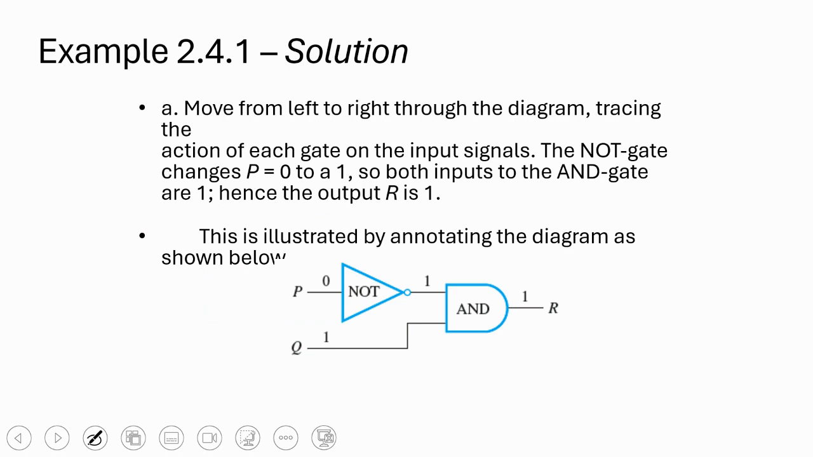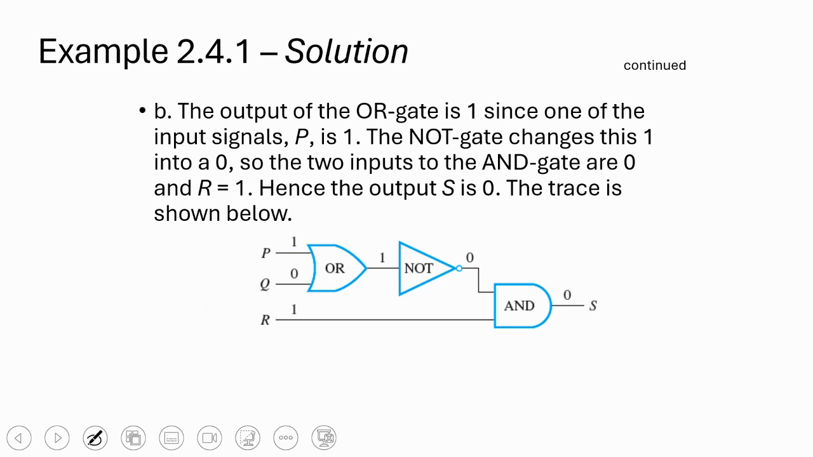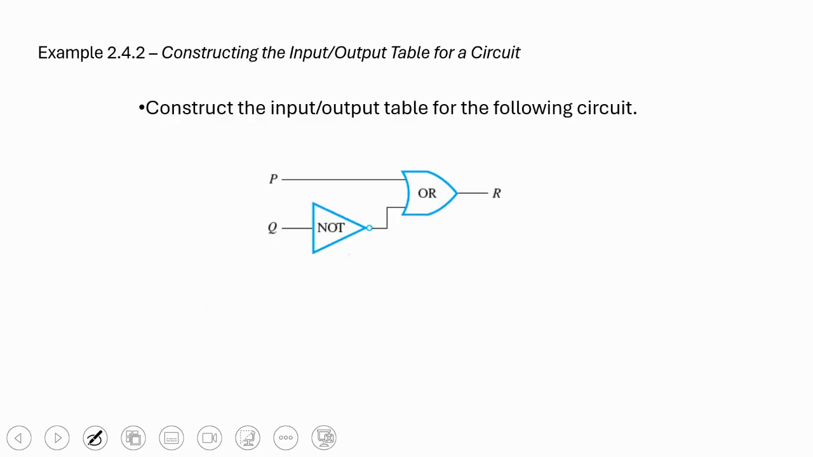Okay, so this is just explaining what I just did. If you want to read through that, you're welcome to. This is explaining our second example. It says construct the input-output table for the following circuit.